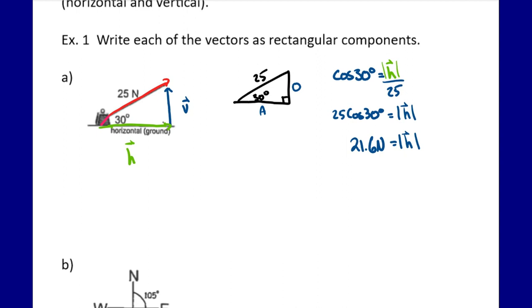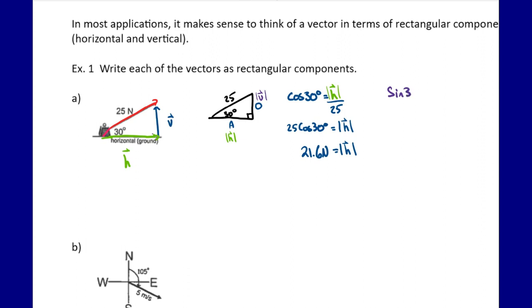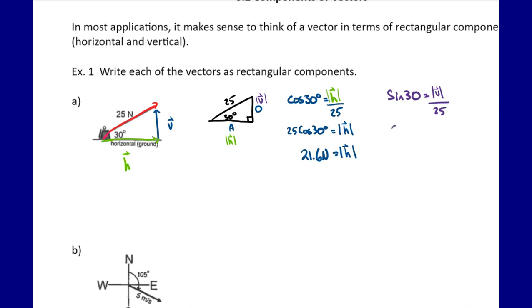For the vertical component, let's see what color we do this one. For the vertical component, same idea, except we're using the opposite and the hypotenuse. So if that was the horizontal, this is the vertical. So I'm using opposite and hypotenuse, which is sine. So sine of 30 is equal to opposite, or the vertical component, over 25. Bring the 25 up.